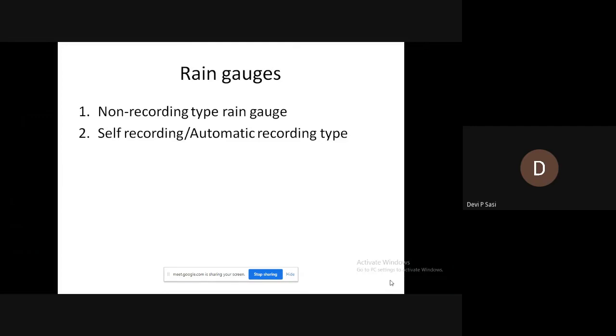So today we are going to deal with a new topic, rain gauges. There are mainly two types of rain gauges. The first one is the non-recording type rain gauge.